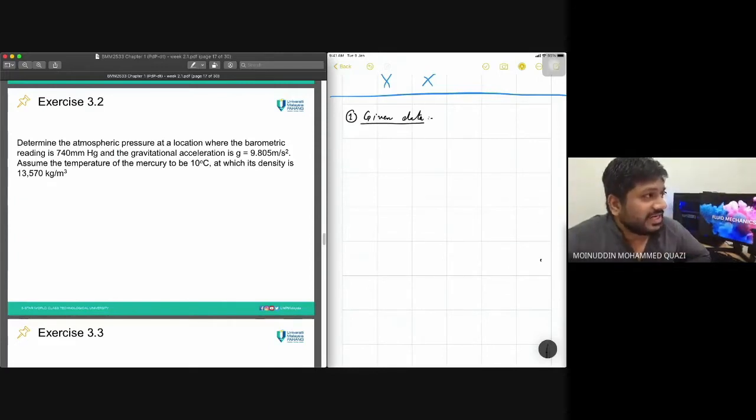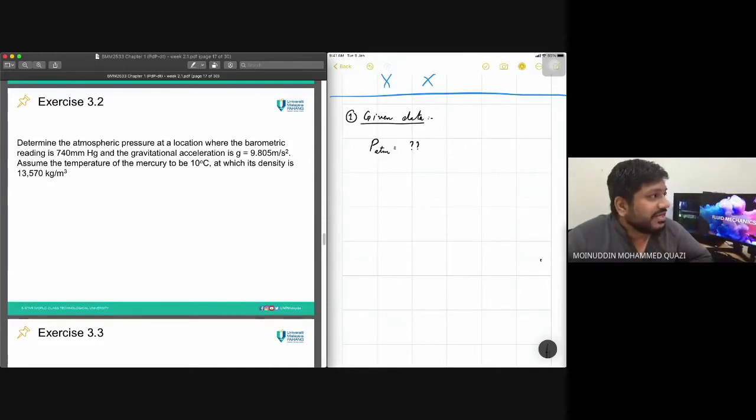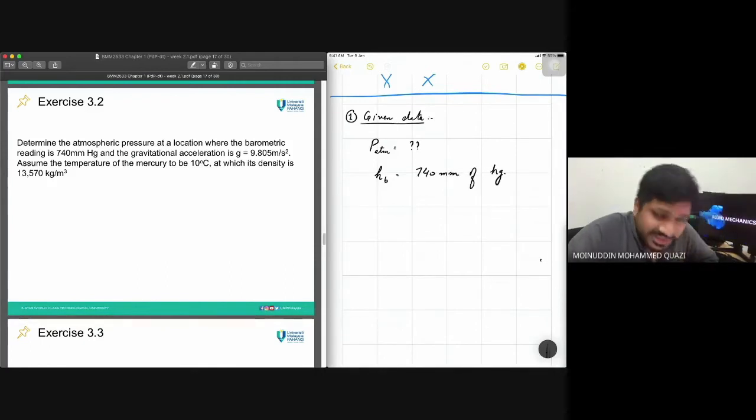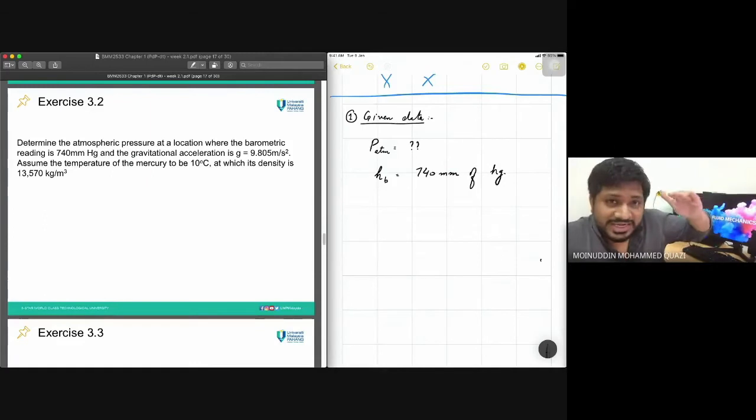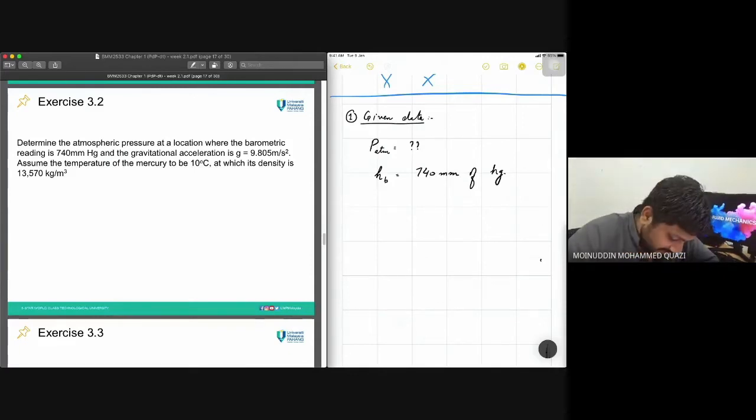Determine the atmospheric pressure at a location. So we have to find out atmospheric pressure, PATM, at a location where the barometer is reading 740 millimeter Hg. So the height of the barometer is 740 millimeter Hg. 760 is equal to atmospheric pressure, so the height is reduced. The height is reduced means the atmospheric pressure has reduced also. Now gravity at that location is also reduced: 9.805 meter per second square.